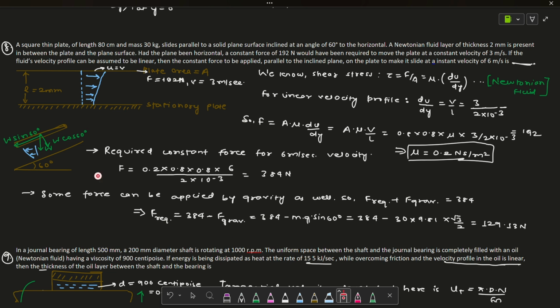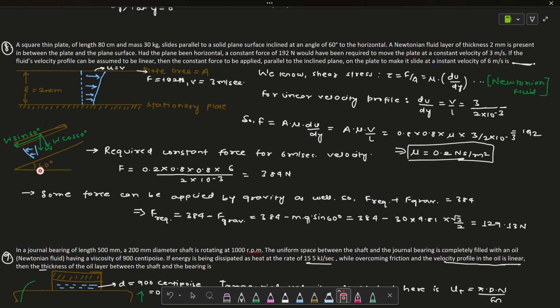One more trick is there: in inclined planes, a component of gravity will also act along the plate. In a horizontal plane the gravitational force acts only in the downward direction, so the net force along the plate, tangential to the plate, is zero. But in this case some force will act, that is W sin 60 degree.